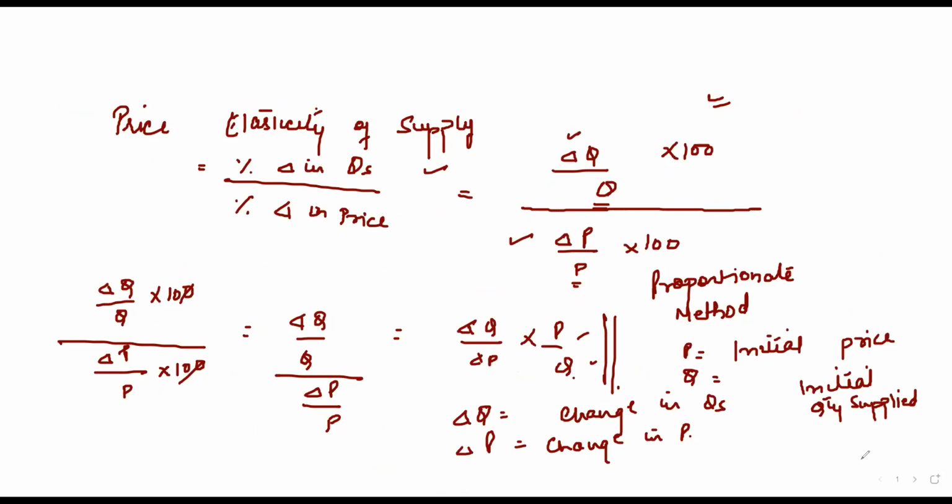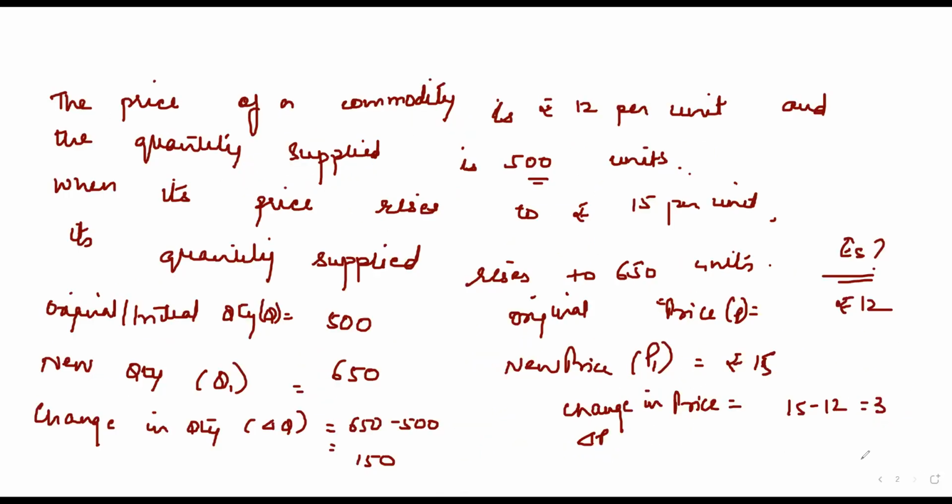Why did we find all this? Because we know that to calculate elasticity with the help of proportionate method, what do we need? We need delta Q upon delta P into P by Q. So we have delta Q, delta P now. So can we write this in the form of a formula now? Delta Q upon delta P into P by Q. This is what we needed.